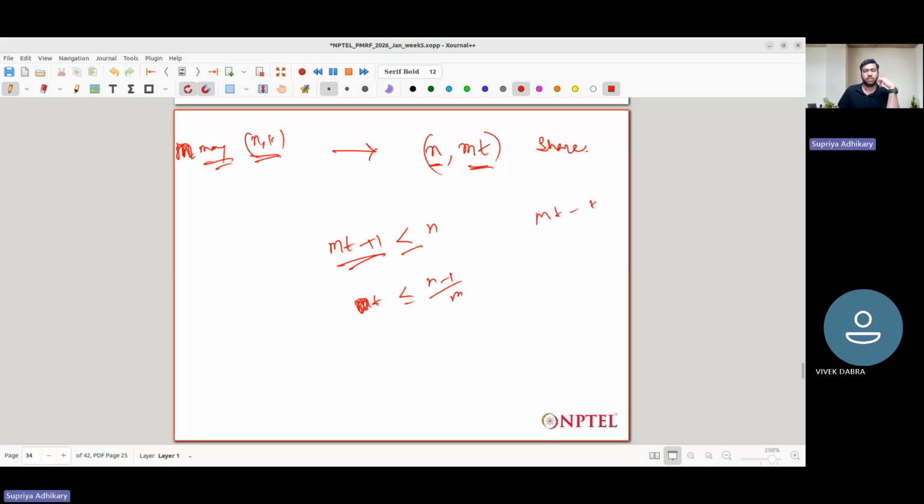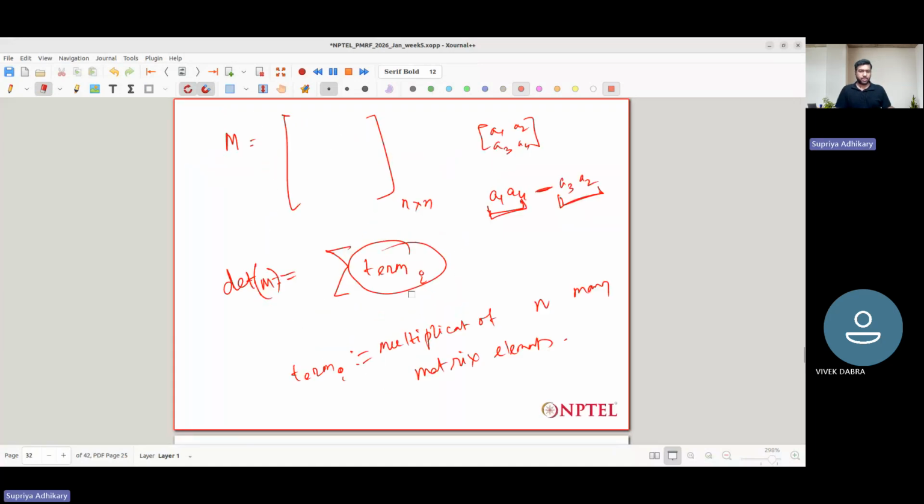MT minus T. No, no, no. When T is the resilience, I think I am doing some problem over here. Multiplication of N many matrix elements, right? So each of these terms is a multiplication of N many terms, and we are adding them all up, and the addition doesn't take any extra communication.